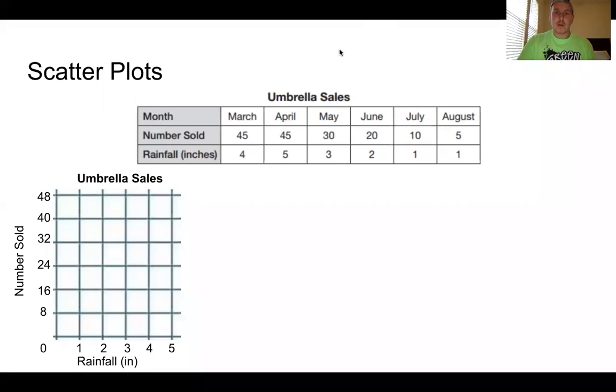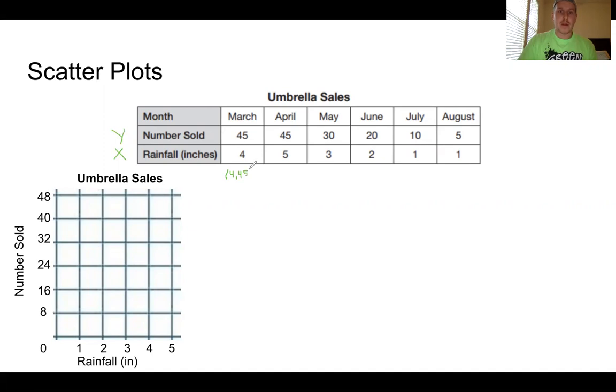So I think I want to do a nice green because I'm really feeling Green Team right now, okay? So what I like to do is label which one's X and which one's Y, okay? So X is going to be our rainfall, Y is going to be our number sold. So we can kind of think of these as ordered pairs. So this ordered pair would be 4, 45.